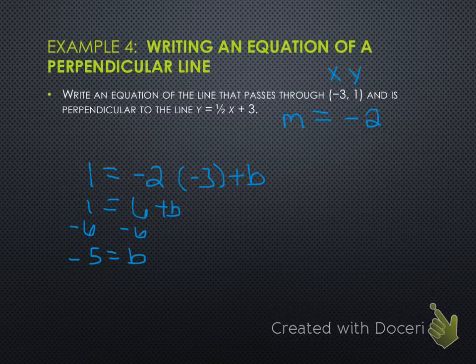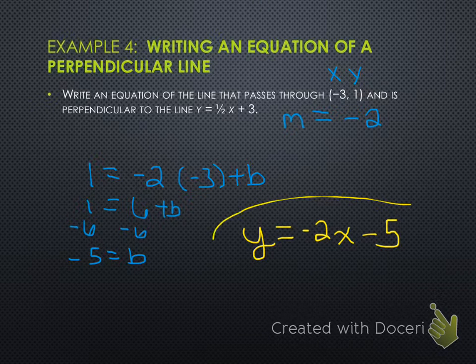So now I have my m, and I have my b. To write my equation, I'm going to have y equals m, negative 2, x, plus b. My b is a negative 5, so I'm just going to put minus 5. So the equation of the line that is perpendicular to y equals 1/2 x plus 3 that runs through the point negative 3, 1 is y equals negative 2x minus 5.